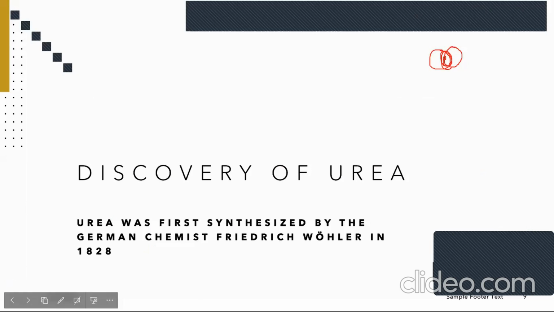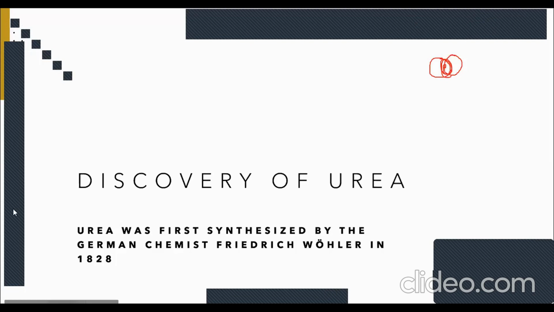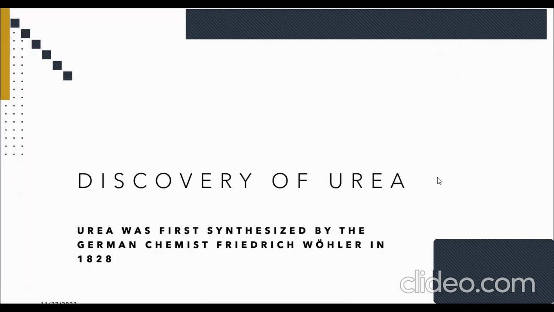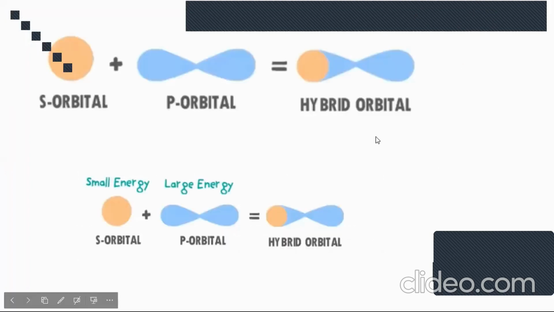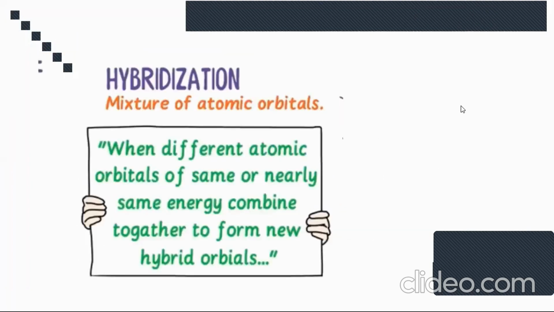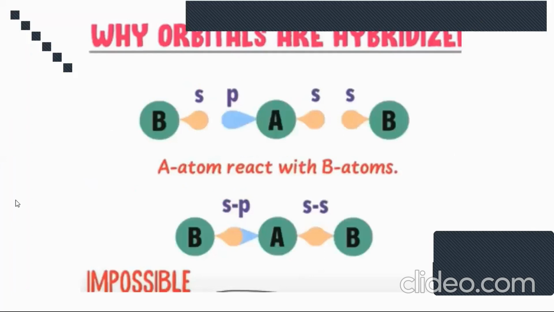So urea was first synthesized by the German chemist Wohler, right? We observed already, Wohler found the organic compound urea. Okay, he formed organic urea. Now you observe here.